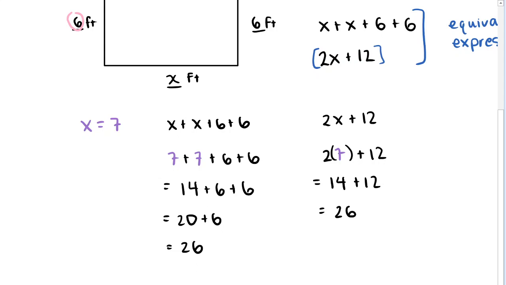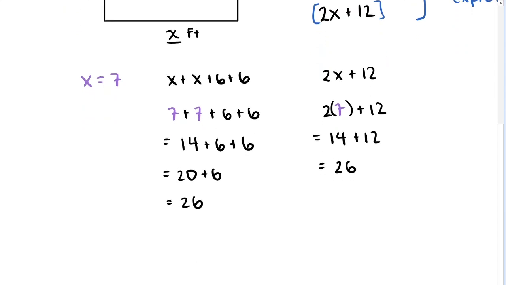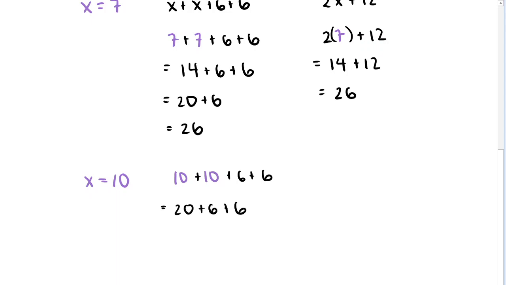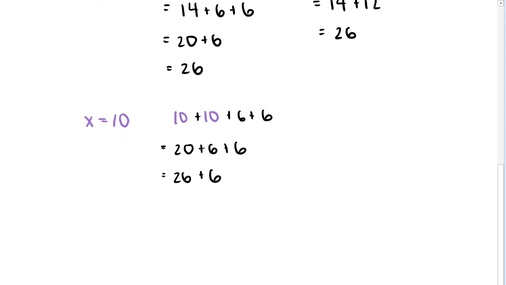Okay, so we get the same result from plugging 7 into both of these different expressions. Maybe let me show you that actually it doesn't matter what number we replace x by, we should get the same thing if they're really representing the same idea of this perimeter of our shape. So let me plug in x is equal to 10 into the first expression, giving us 10 plus 10 plus 6 plus 6. This gives us 20 plus 6 plus 6, or 26 plus 6, and then 26 plus 6, that's 32.